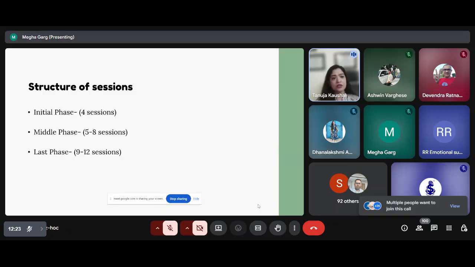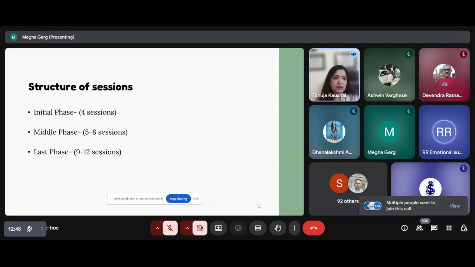The last phase, usually from roughly 9 to 12 sessions, is about consolidation. Consolidation means strengthening the newly learned skills. So whatever the client has learned, we try to strengthen that, and we work on preventing relapse. Plus, we help the client to become their own therapist.